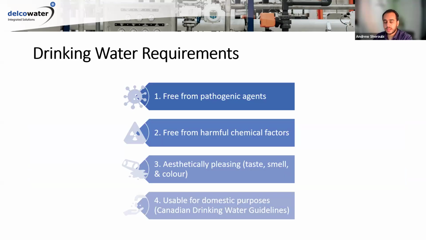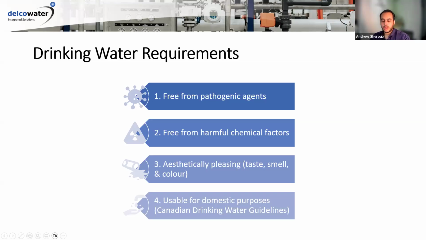Now, yeah, pretty basic. So we have these two main water sources, and what we aim to do is make sure first and foremost that they're free from pathogenic agents that cause disease, but we also want it to be free from harmful chemicals. And the third and fourth ones, the lower priorities but still to consider, are things that are aesthetically pleasing, addressing taste, smell, and color, as well as making sure it's usable for domestic purposes.